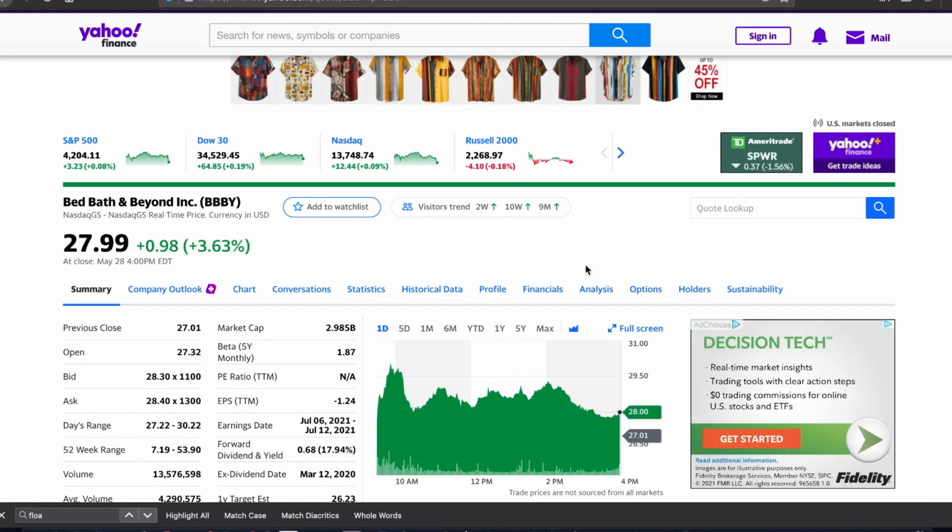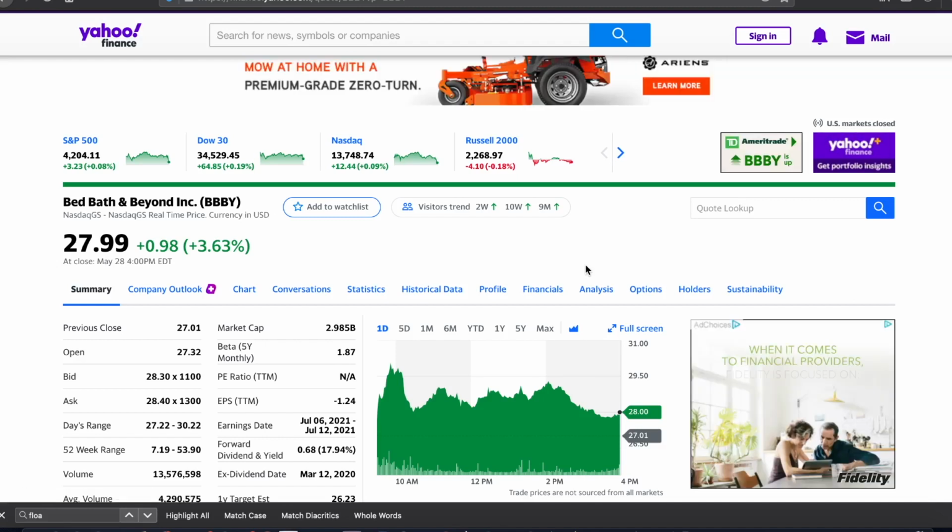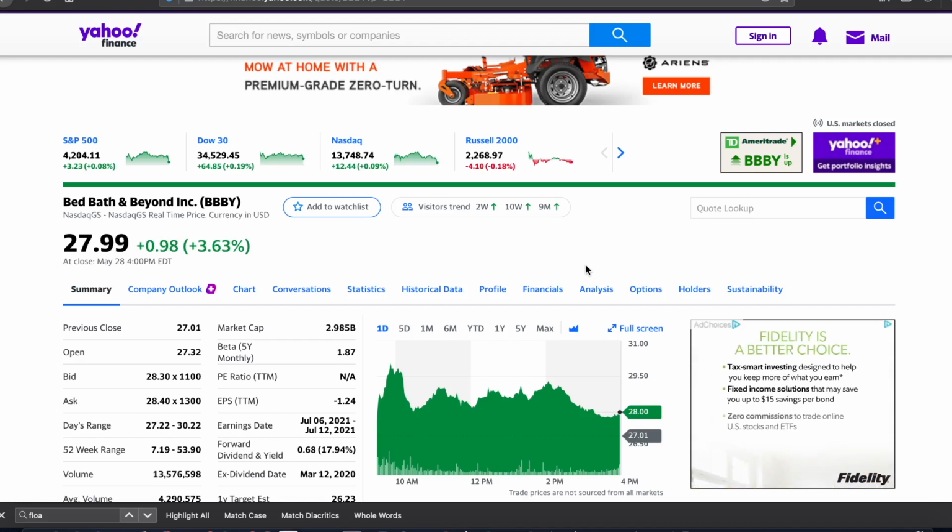But there you have it. That's how to use the Yahoo Equity Scanner. It's a very useful tool. Let me know if you guys have any questions on it. I might pick out a few different filters and do a second video later on.